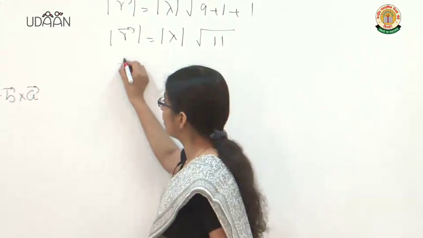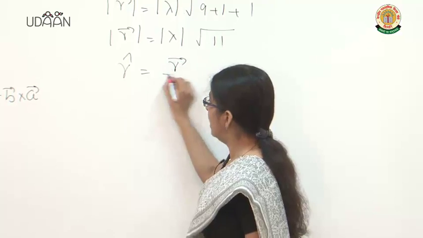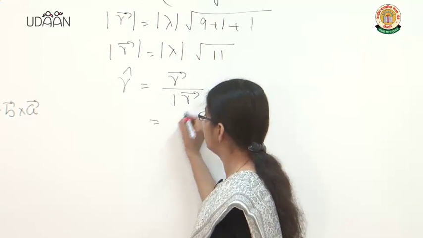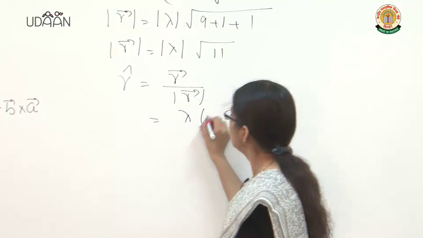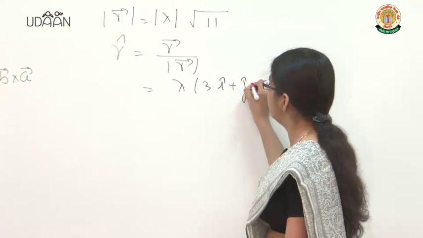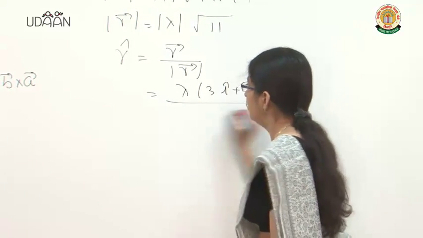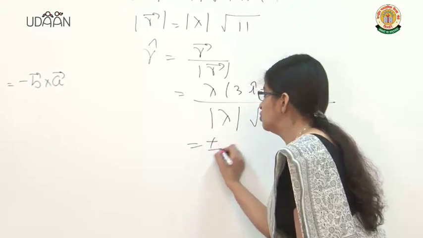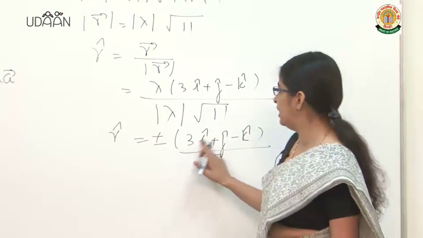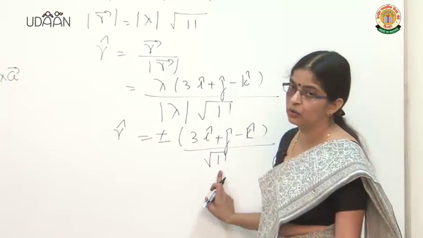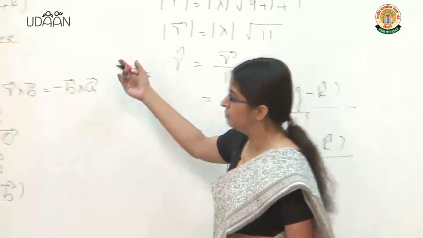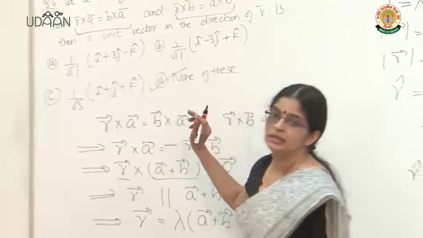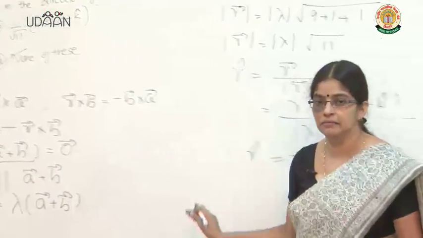We need to calculate r cap, which is vector r divided by modulus r. That is lambda times 3i cap plus j cap minus k cap divided by modulus of lambda into under root of 11, which simplifies to r cap equal to plus or minus 3i cap plus j cap minus k cap divided by root 11. See which option is matching. Is it A, B, C? No, none of them. None of these. D is the answer. Is it clear?